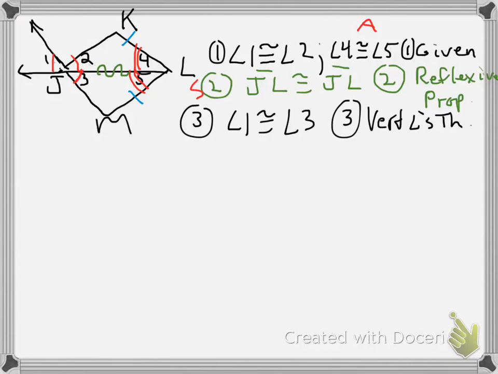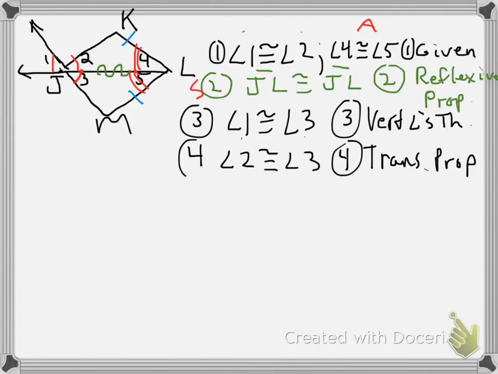Okay? And that doesn't do anything as far as giving us a letter, but it leads to, well, if 1 is the same as 2, look at step 1. If 1 is the same as 2, and 1 is the same as 3, then it must be that 2 is the same as 3. So angle 2 is congruent to angle 3. We call that the transitive property. Okay, and now that gives us another angle pair.